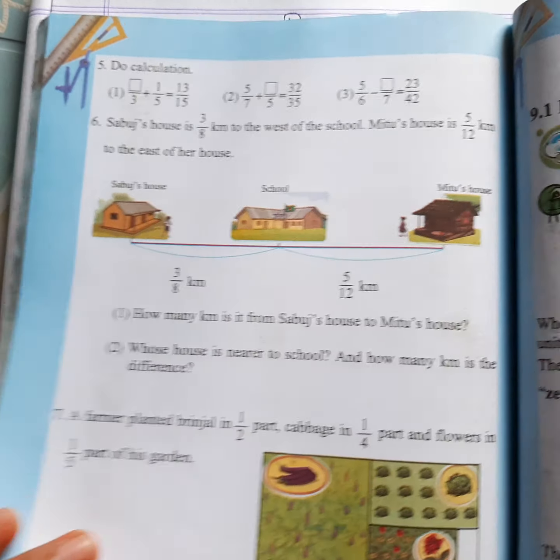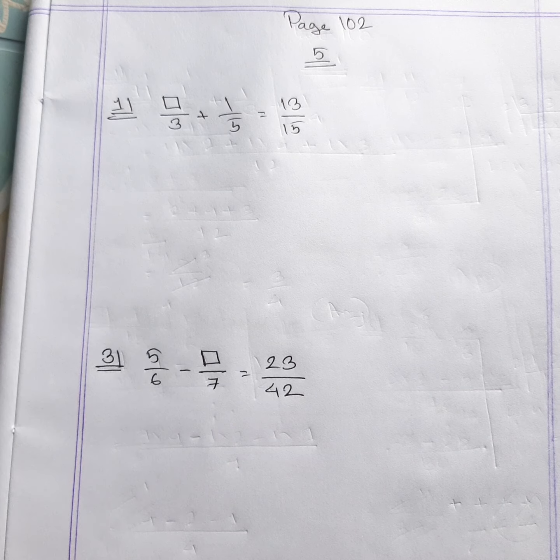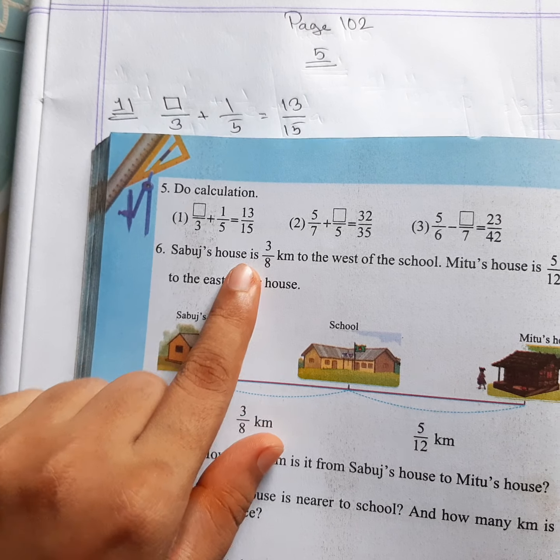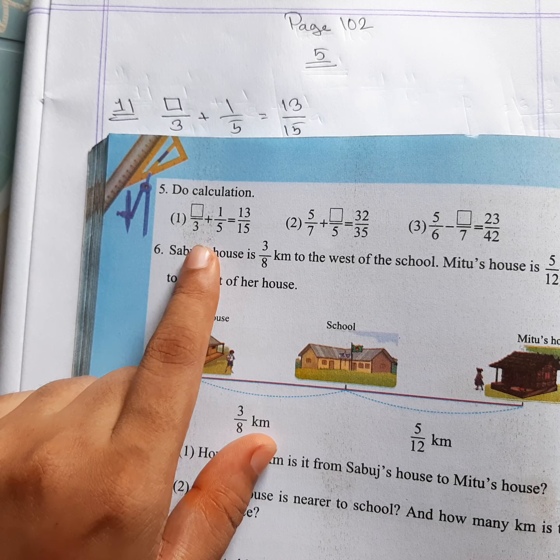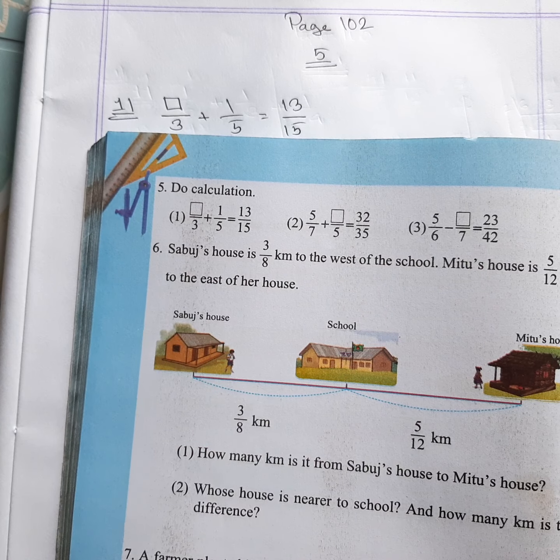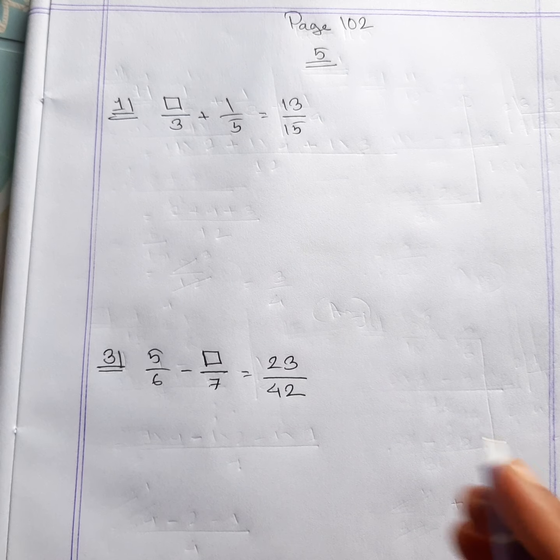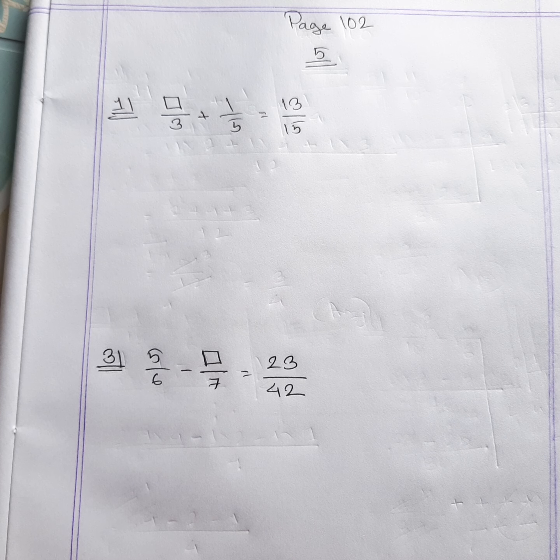Oh my god, we have to do them, right? The 5 number maths is actually about finding out the missing number. So how do we find out the missing number? Let's see that. We don't have enough time. I'm very upset about it.